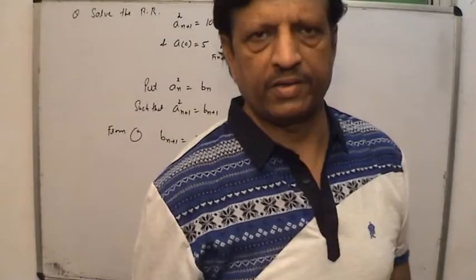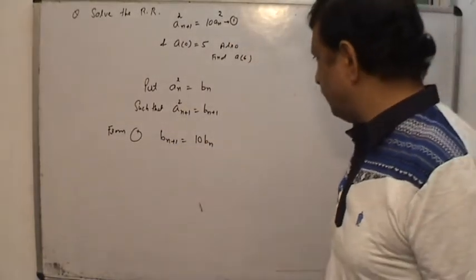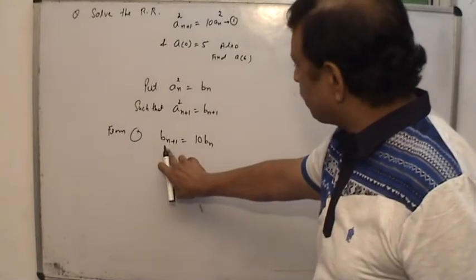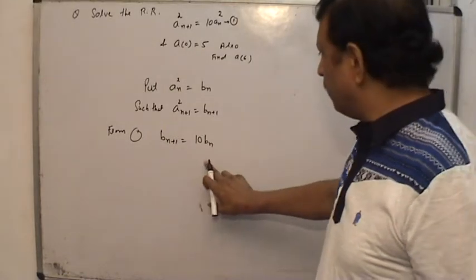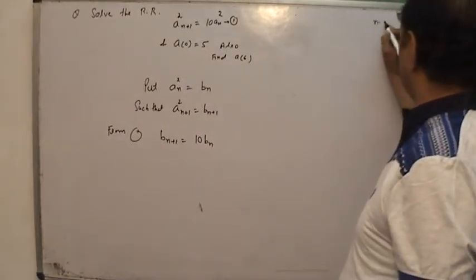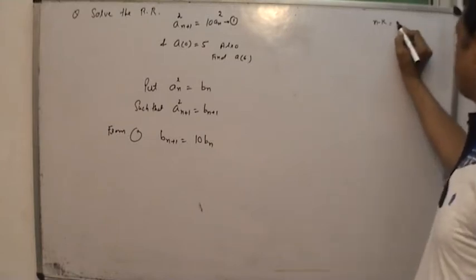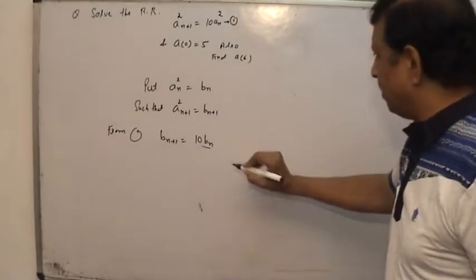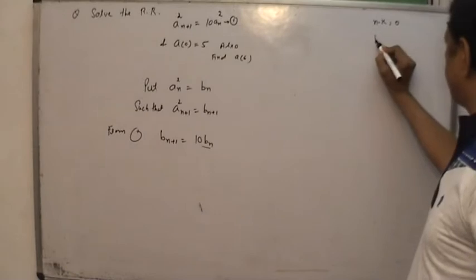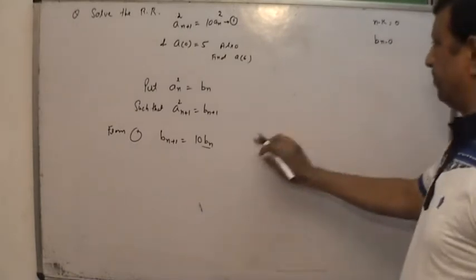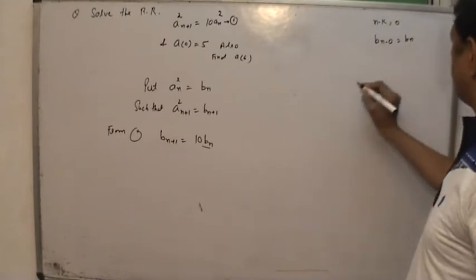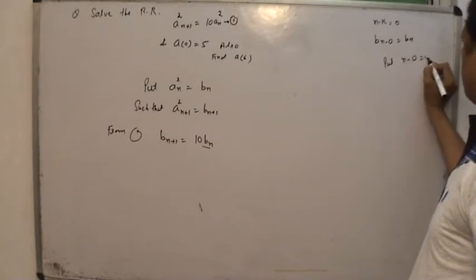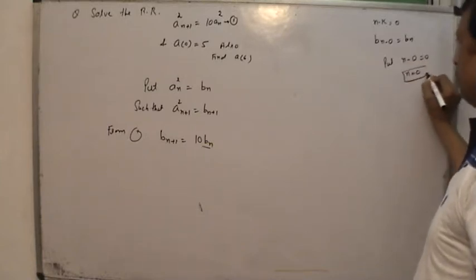Now how to find the order of this recurrence relation? We see this value has increased from n to n plus 1. We know that to find the order of a recurrence relation, we put the smallest value n minus k is equal to 0. Here the smallest value corresponds to this term, bn minus 0. If we put n minus 0 is equal to 0, it means n is equal to 0.